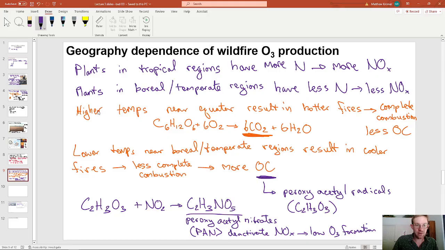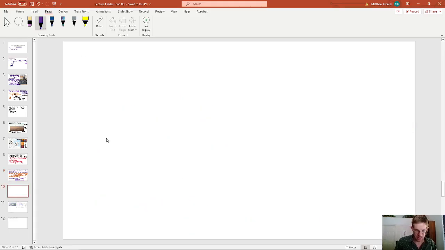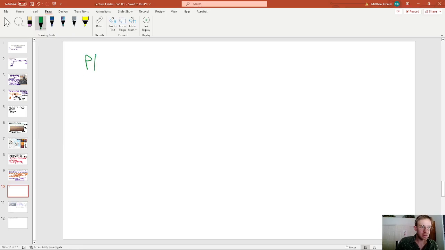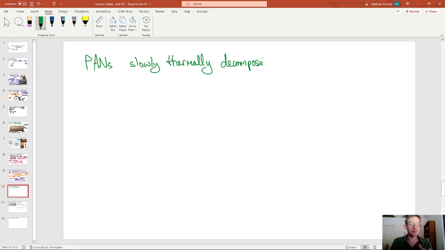And so what happens in the case of these temperate regions, let's go to a new slide. For these temperate regions, what ends up happening is that the PANs slowly thermally decompose. So just because of existing in heat, they very, very slowly break apart to reform NOx, and form ozone much later than when the fire occurred.